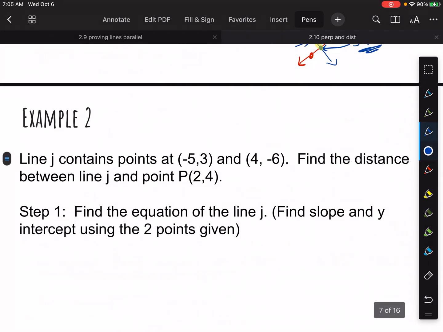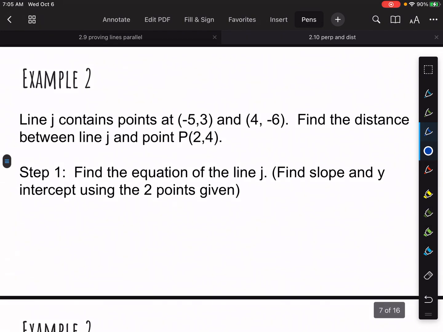Here we go. Example 2 says line J contains the points (-5, 3) and (4, -6). So that's like that thing that I just showed you where we just have 2 points. They tell you where the points are. We have to find an equation for that line. And then we're going to go through the steps to find the distance between that line and the point (2, 4). So let's find the equation of line J.